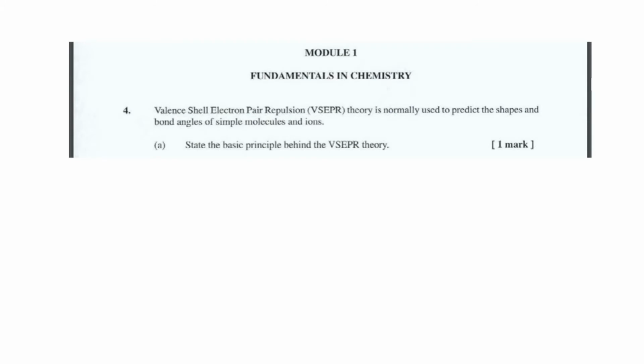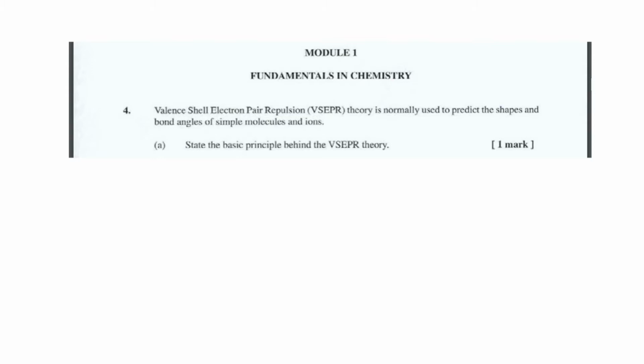Sherry Ann here, and today we'll be looking at a CAPE Unit 1 past paper question, just a simple question from Module 1, Fundamentals in Chemistry. So let's go. It reads: the valence shell electron-pair repulsion theory, that's the VSEPR theory, is normally used to predict the shapes and bond angles of simple molecules and ions. State the basic principle behind the VSEPR theory.